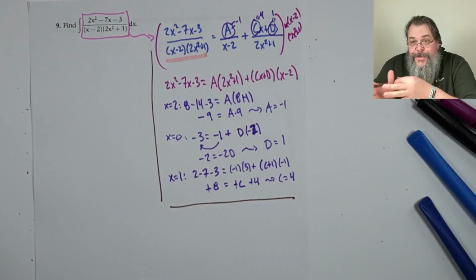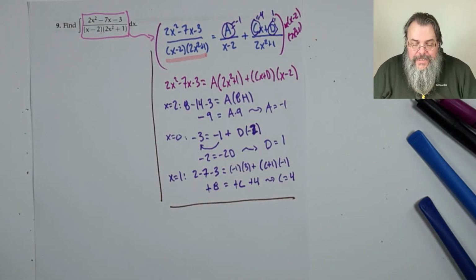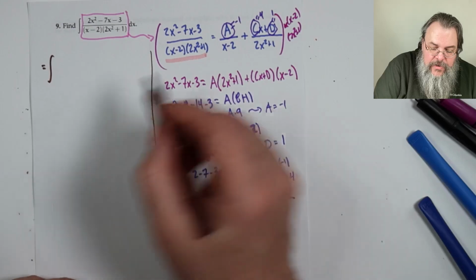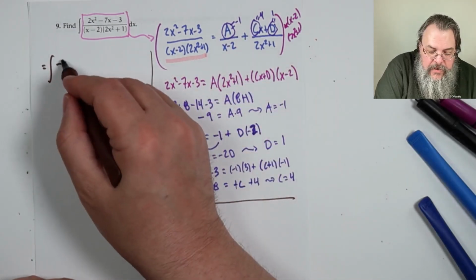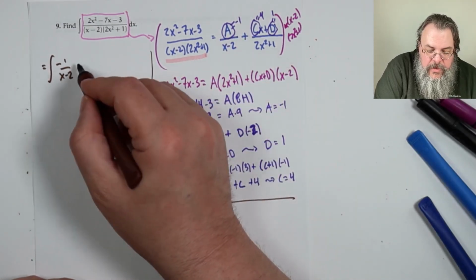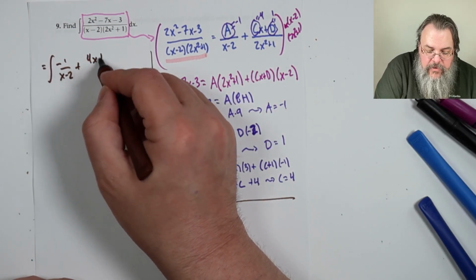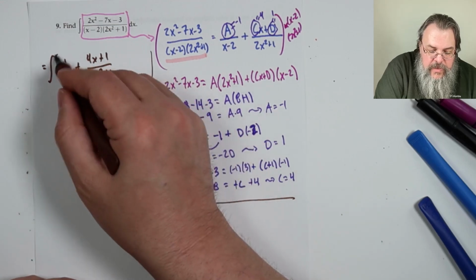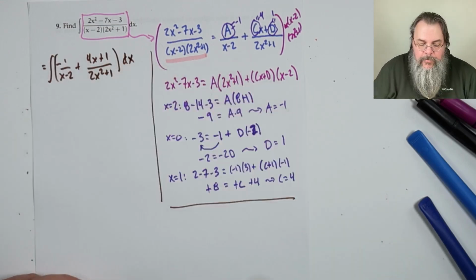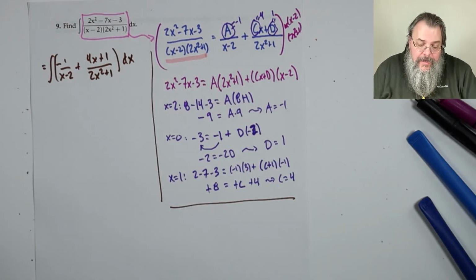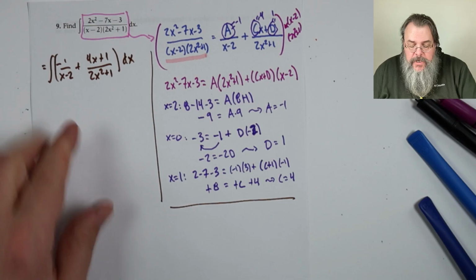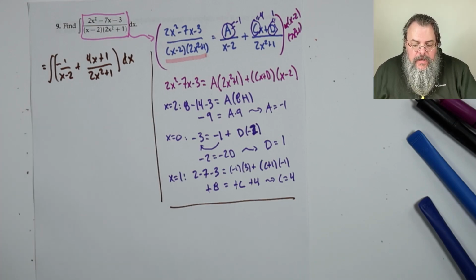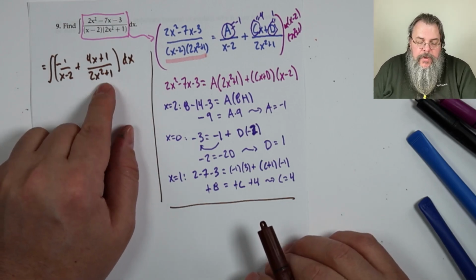Well, now we return to our regularly scheduled integral. We can say this is the same as the integral, we just copy, minus 1 over x minus 2 plus 4x plus 1 over 2x squared plus 1 dx. All right. Now, the first part, looking good. That's going to be pretty stressless. 2x squared plus 1, you have a 4x plus 1 on top.